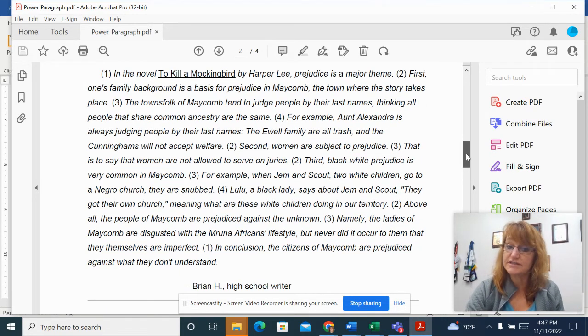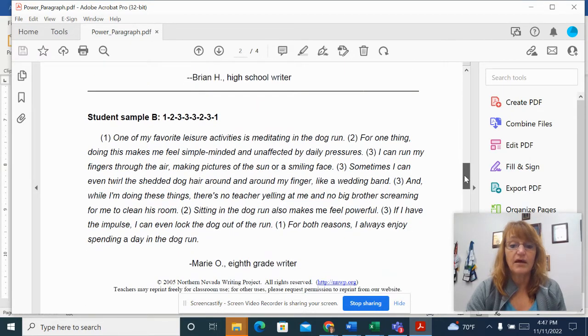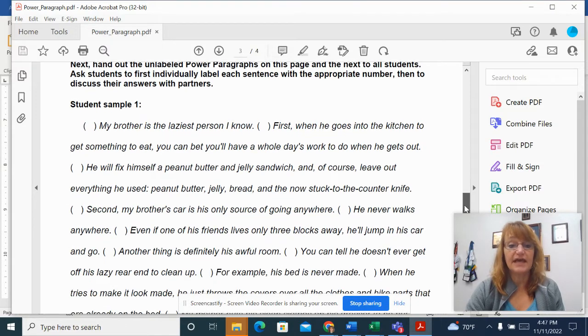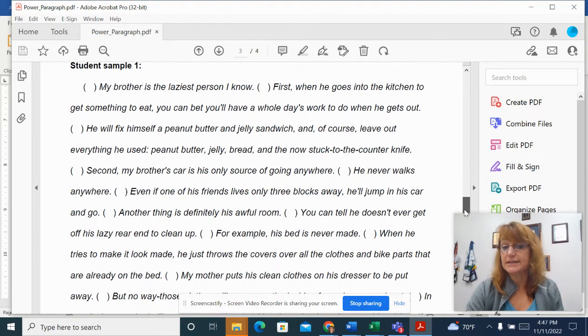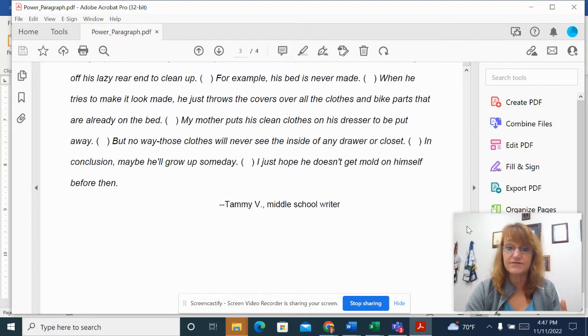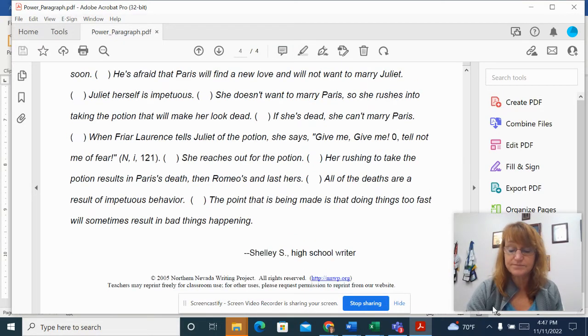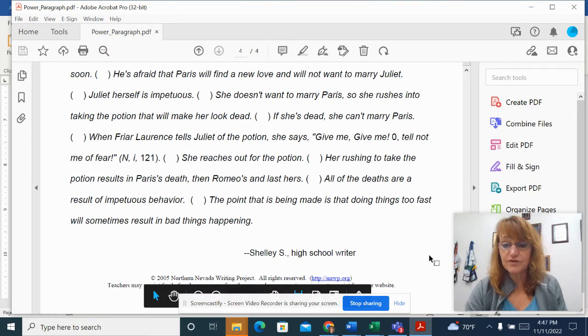So you have a longer example here, and then a shorter example, and then an example where students are able to label and identify the different types of sentences that are in there. And we have a couple of examples there as well. So know that those are resources for you that you can use when you're teaching the power paragraph.